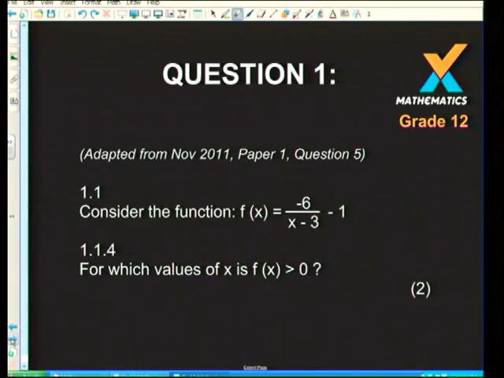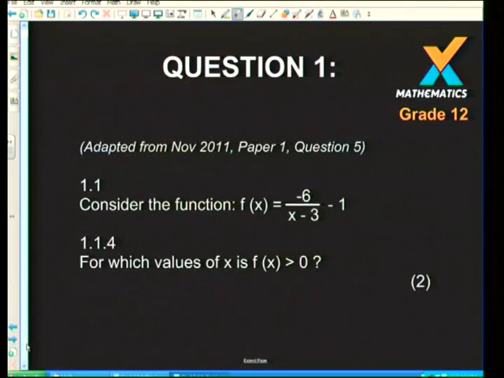It's only 2 marks. It didn't say from your graph determine. So you could do it algebraically, and that's why I say there are 2 ways you can go about it. So let's talk about algebraically. Okay, algebraically, we would look at this and we'd say minus 6 over x minus 3 minus 1 is greater than 0.